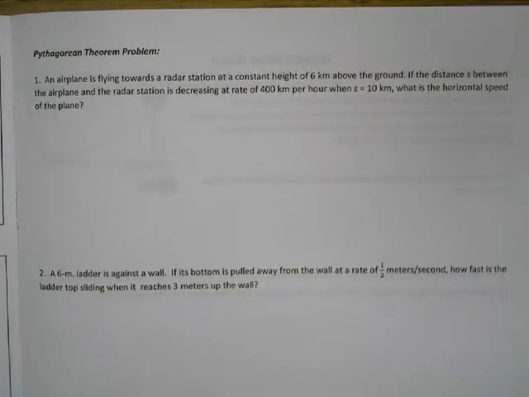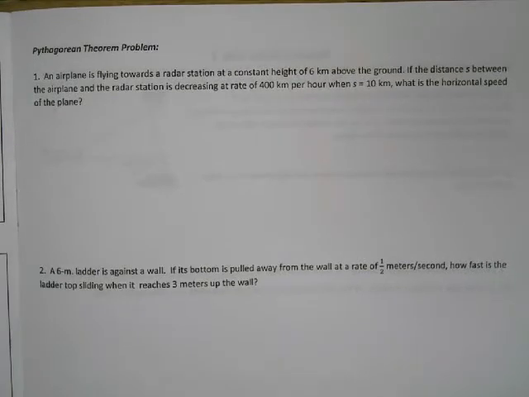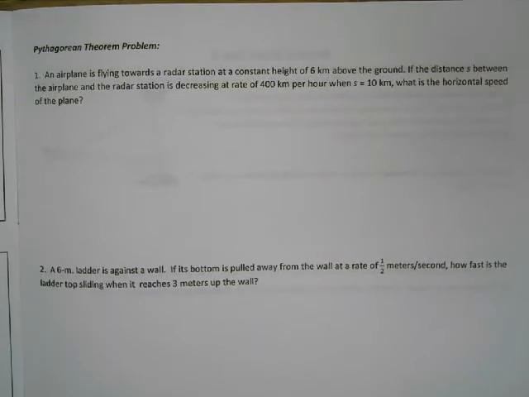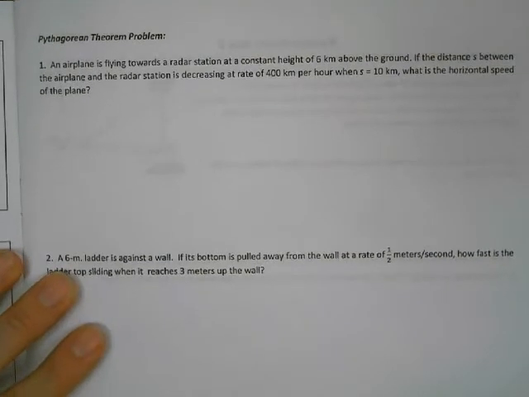So our first problem: an airplane is flying towards a radar station at a constant height of 6 kilometers above the ground. So let's see, if the distance s between the airplane and the radar station is decreasing at a rate of 400 kilometers per hour when s equals 10 kilometers, what is the horizontal speed of the plane? So let's take a look at this here.